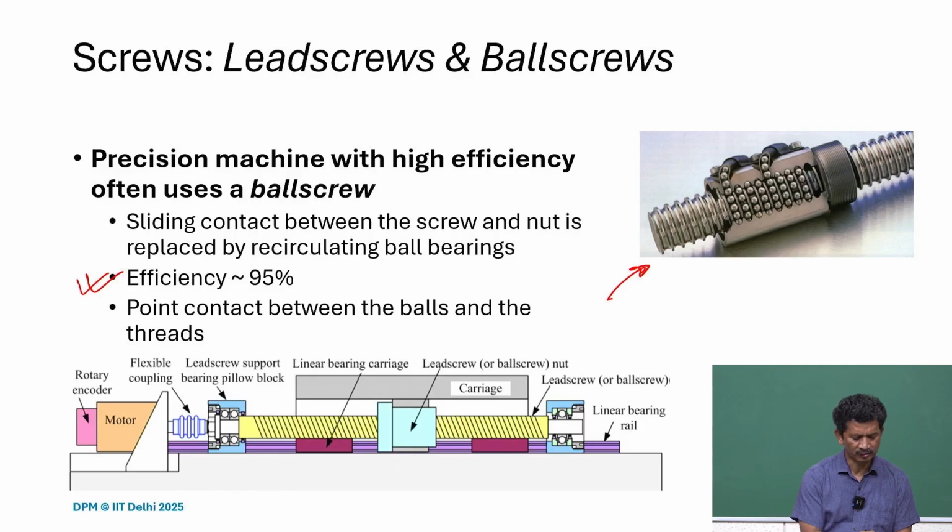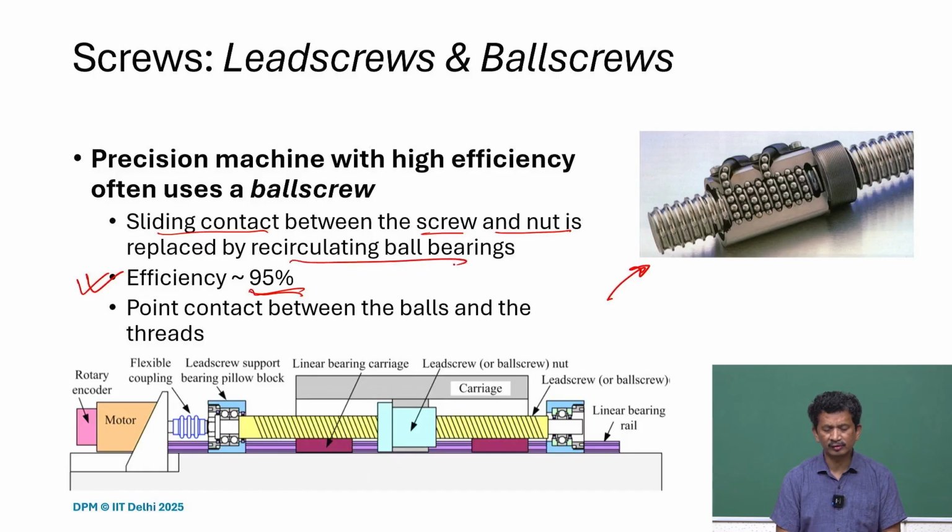So now you get the advantage of both, and because of that the efficiency has increased, and it's more than 95%. So very good, and at the same time it can be used to move very large loads. The efficiency is very good and it can be used to move loads. And the sliding contact between the screw and the nut is now replaced by recirculating ball bearings.